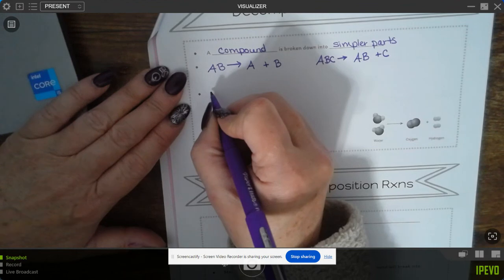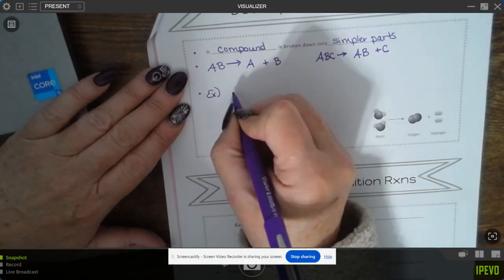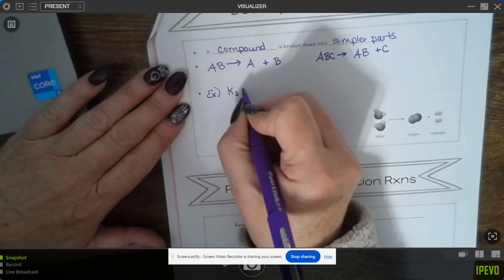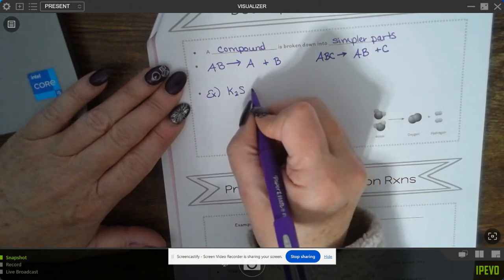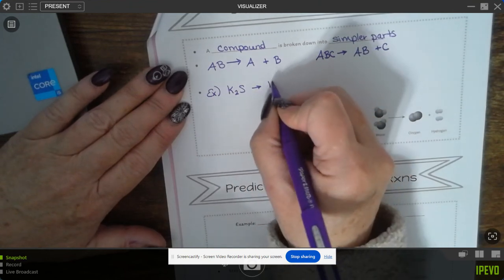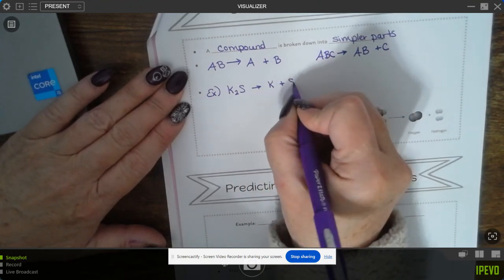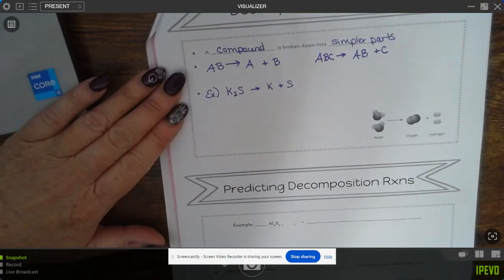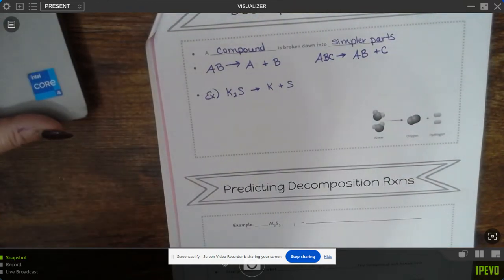An example is going to be something like potassium sulfide, K2S. That's going to break down into the elements potassium and sulfur.